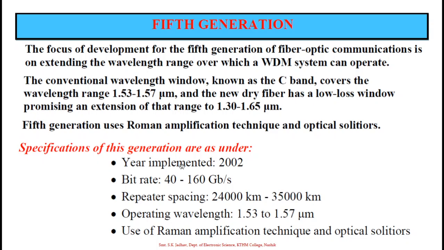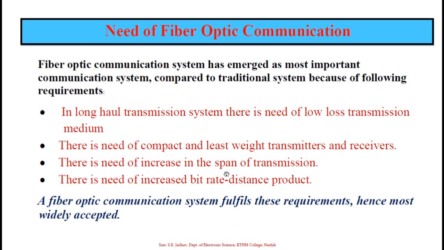It was implemented in 2002 and its bit rate was from 40 to 160 gigabits per second. Repeater spacing increases from 24,000 km to up to 35,000 km. Operating wavelength was 1.53 to 1.57 micrometer, and it uses Raman amplification technique and optical solitons.